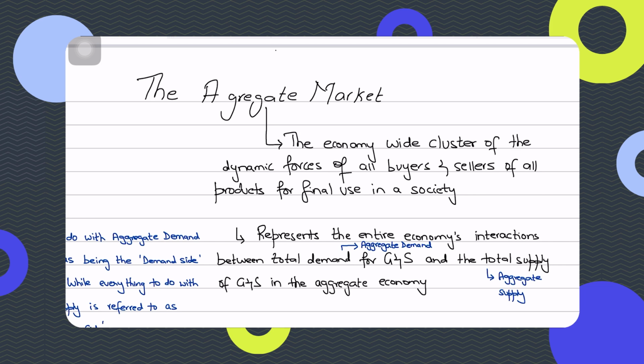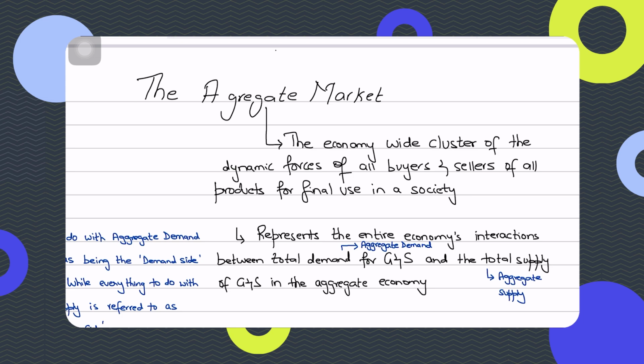So just like factors affecting demand and supply, there would be factors affecting total demand and total supply, and total demand and total supply would be aggregate demand and aggregate supply, because you're starting the aggregate economy right now. These forces are constantly changing, for all the buyers and sellers in the economy, which could be the government, the firms, or foreign buyers in the form of exports, right? And you have sellers of all the products. So when you're talking about the aggregate market, you're talking about the economy-wide cluster of the dynamic forces of all the buyers and sellers of all the products in the economy, of all the industries, be it the primary, secondary or tertiary sector, for final use in the society. Here you're talking about the final goods and services in the society, right?